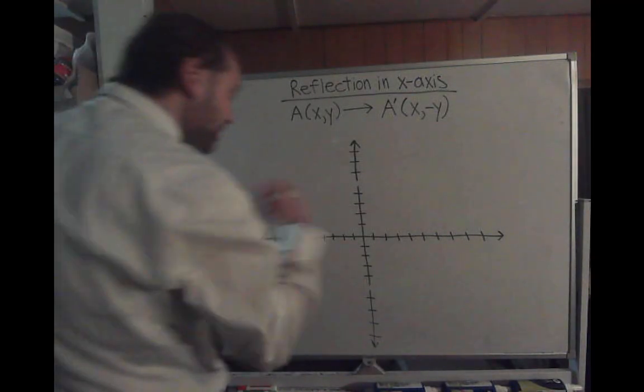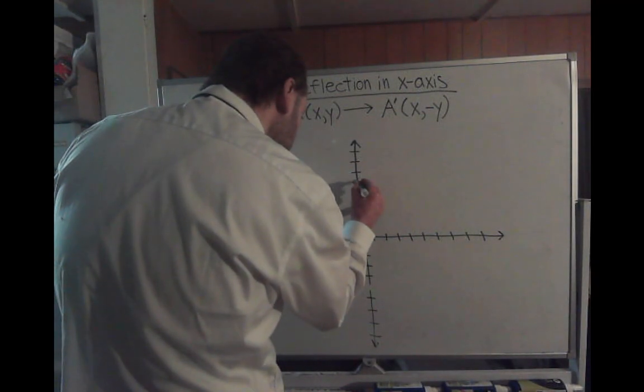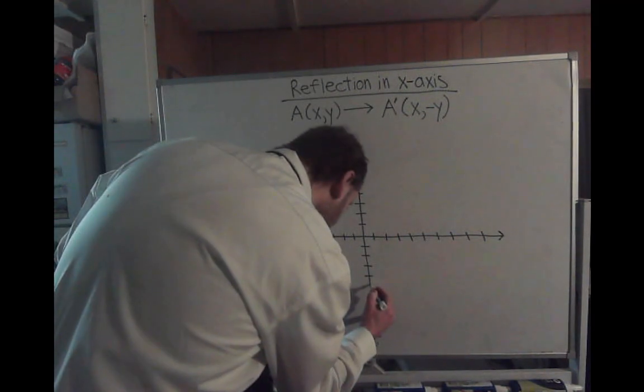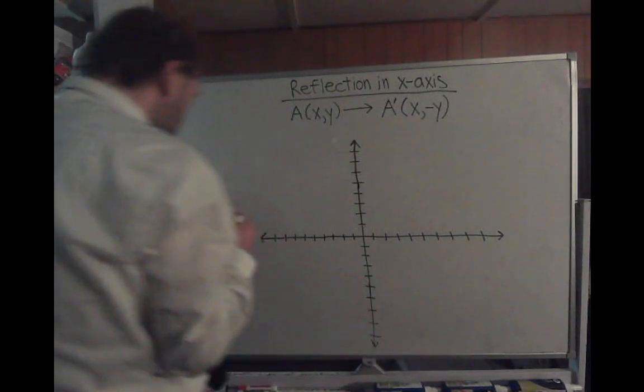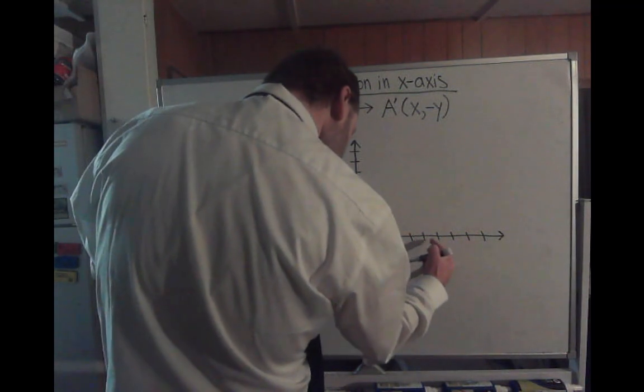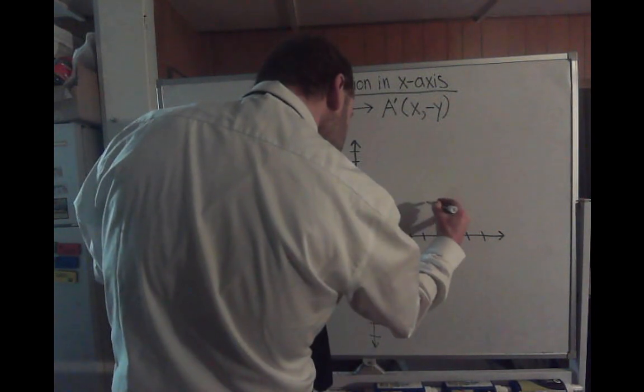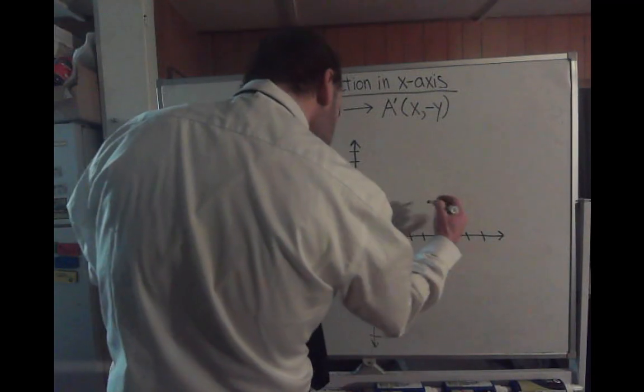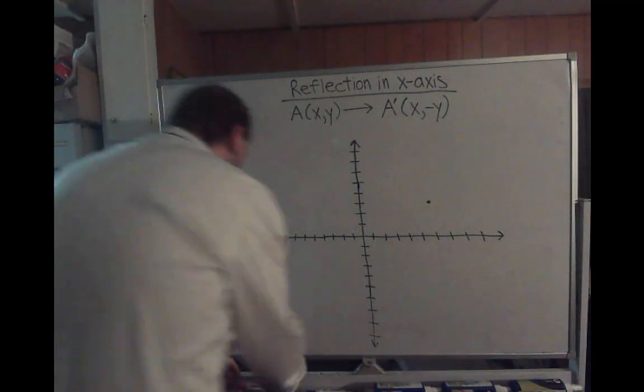There it is. Looking for my black marker. Alright, let's look for point E. Point E would be at 6, 3. Whoops, I wanted to make that red. Excuse me a minute. So point E would be located at the coordinate 6, 3.